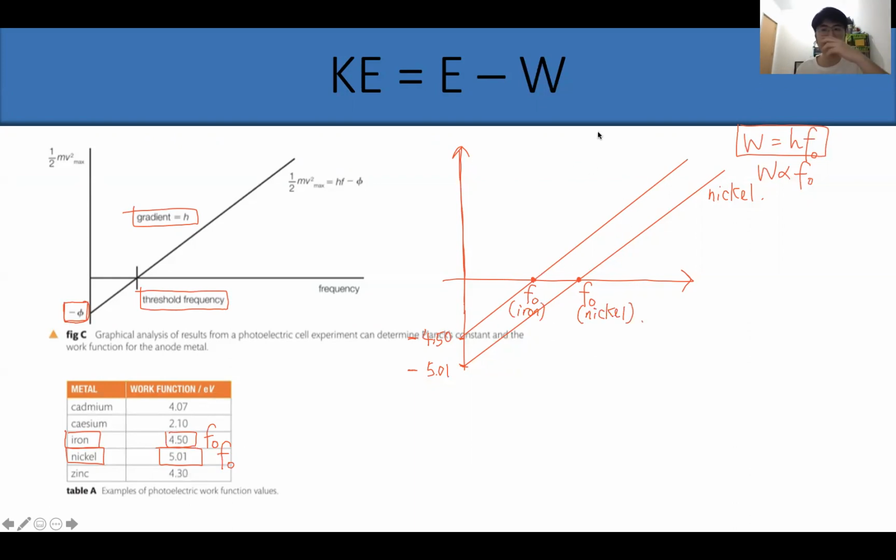Why must they be parallel? Because the gradient is the Planck constant, and the Planck constant is the same regardless of the material. So your graph should have parallel lines. If you have 4 lines here, all of them should be parallel. Maybe you put calcium, whose work function is only 2.10, somewhere down here at minus 2.10, and then you have the line like this. This is the threshold frequency of calcium.